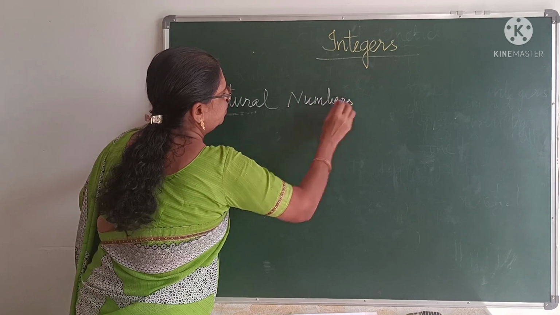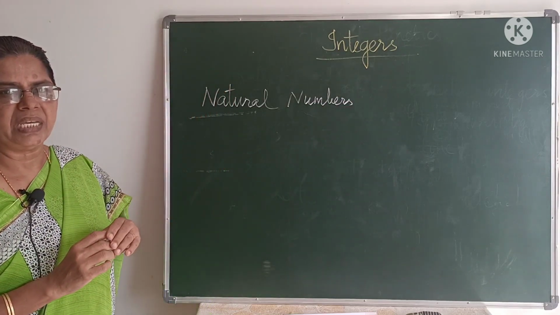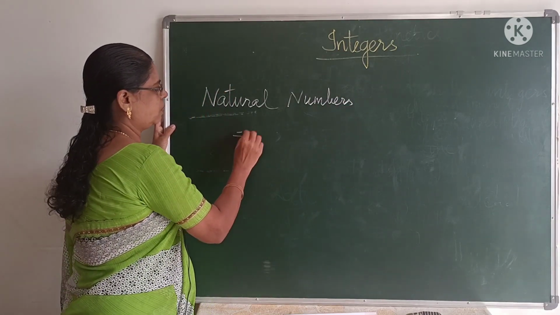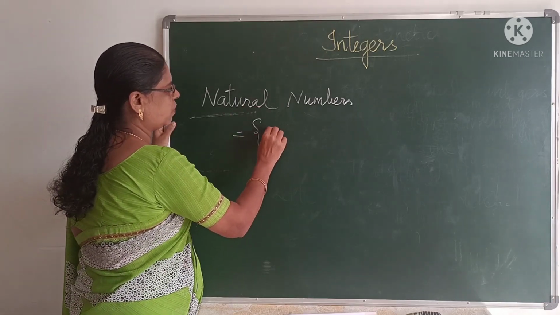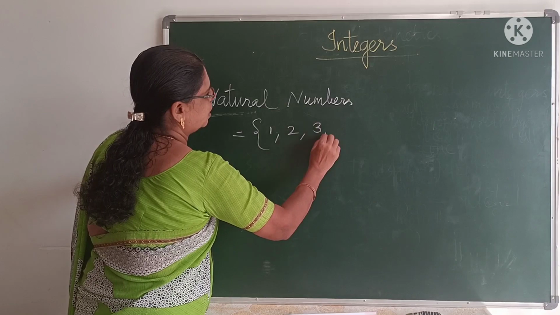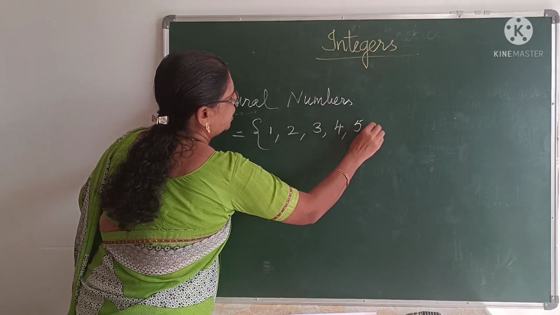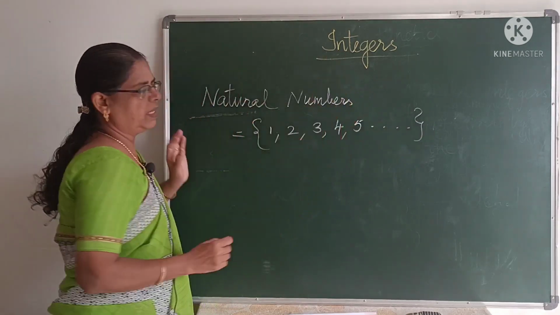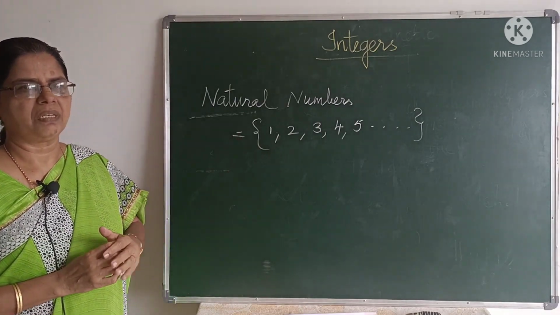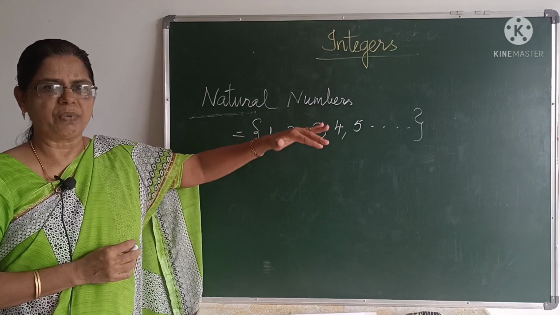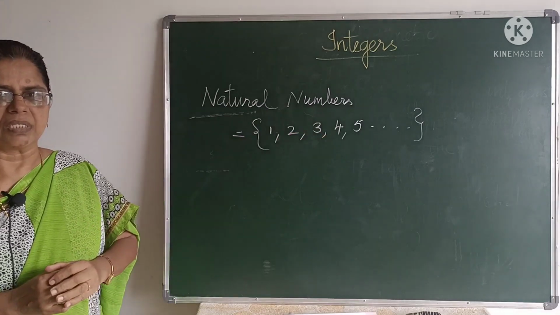As you all know, the natural numbers begin with 1. So, when you write the set of natural numbers, you have to begin with 1. 1, 2, 3, 4, 5 and it will go on and on. There is no end at all. Natural numbers are infinite numbers. The natural numbers are otherwise called counting numbers.